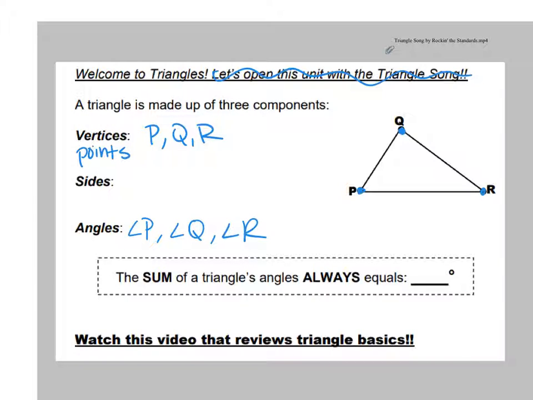Vertices are the points where the angles are. The angles are the actual angles inside. But the point, like point Q, is a vertex because that's where your line changes directions. And then your sides are those specific sides where your connections happen. So P to Q is a side, Q to R is a side, and P to R is also a side. So those sides, P to Q, Q to R, and then R to P.